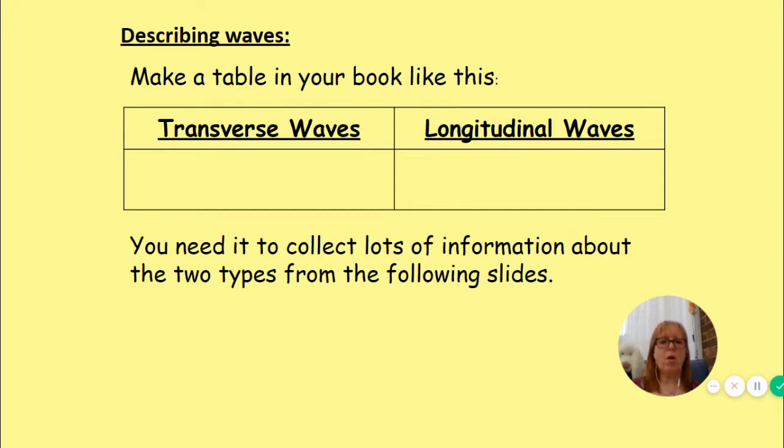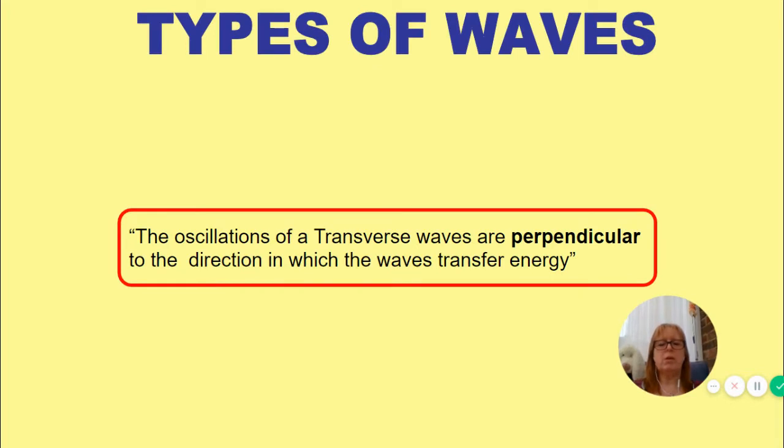So let's look at the first type, which is transverse waves. And I'm going to make that gesture all the time, yeah, transverse waves. So there you go, first type. There's the definition. Write down the definition. Oscillations of a transverse wave are perpendicular to the direction in which the waves transfer energy. Perpendicular.